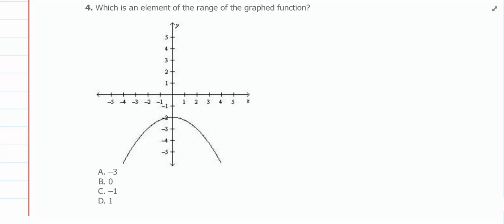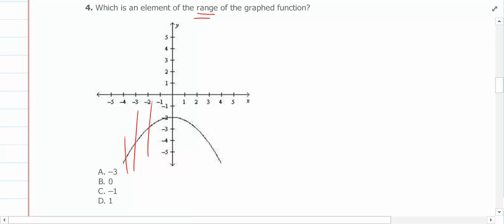Question 4 is a bit of an unusual one. It's not one that we've practiced much of, but I'm sure you can work your way through it. The question asks, which is an element of the range of the graphed function. So we know we're dealing with a function here. It would pass the vertical line test. None of these vertical lines touch the graph more than one time. So we are dealing with a function.